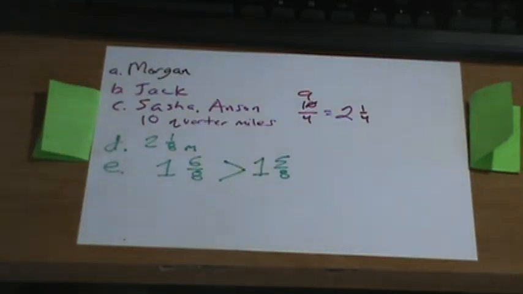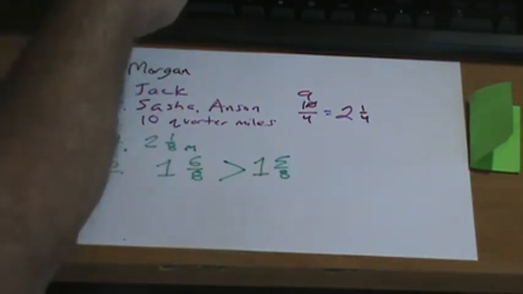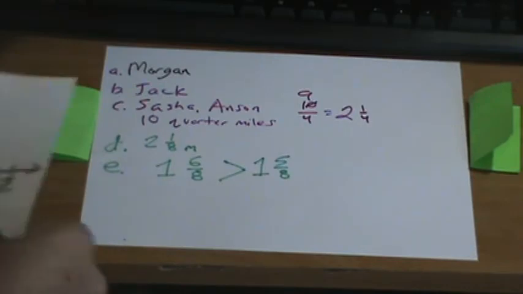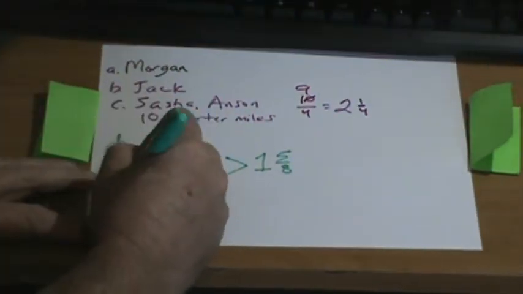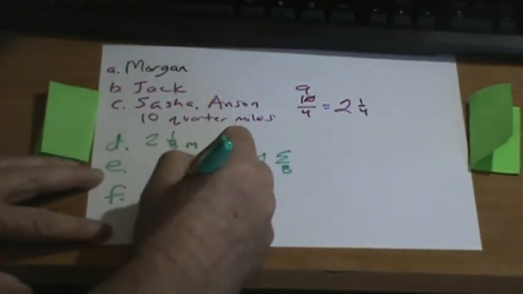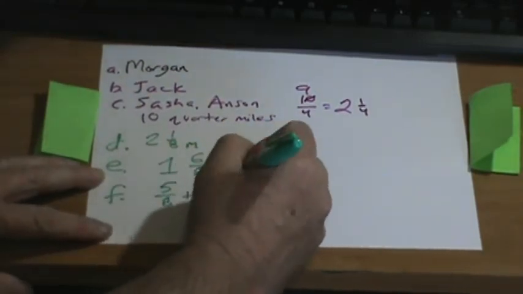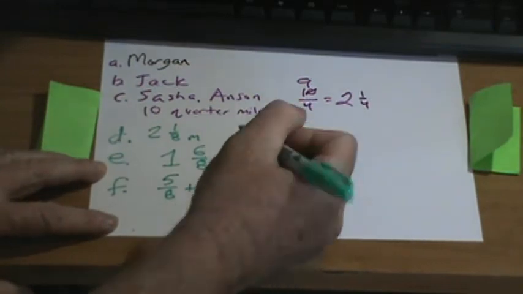Mrs. Smith ran twice as far as Jenny. How far did Mrs. Smith run? Write her distance as a mixed number. So let's see what Jenny ran. Remember Jenny ran 5 eighths. So she ran twice as far. So let's just do this. 5 eighths plus 5 eighths. And what does that equal?